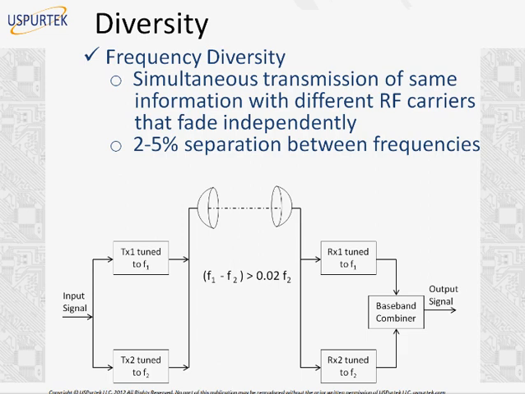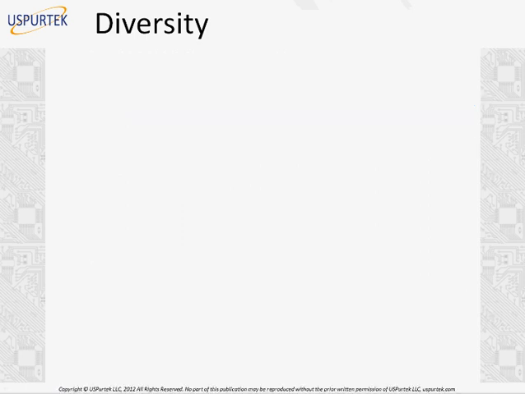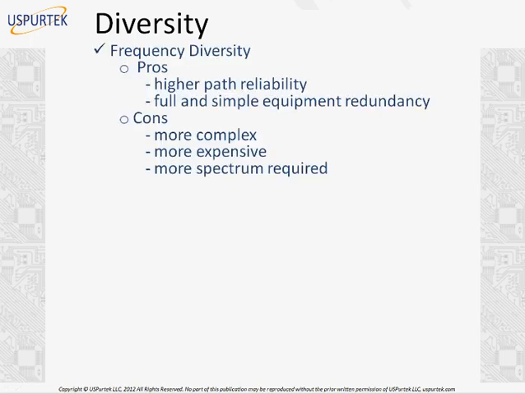If they fade independently, we can use this inbuilt redundancy in multiple frequencies to achieve frequency diversity. If you lose the signal from one frequency, you can retrieve it from the other one, or if you lose it from the second one, you can retrieve it from the first one. So this is called frequency diversity: simultaneous transmission of the same information with different RF carriers that fade independently. Just note this point, fading independently is very important. If they don't fade independently, then you don't achieve diversity. And to achieve that, there must be 2 to 5% separation between frequencies.